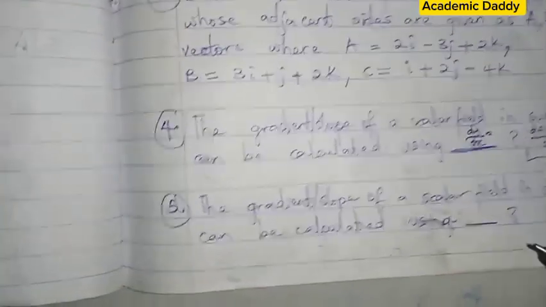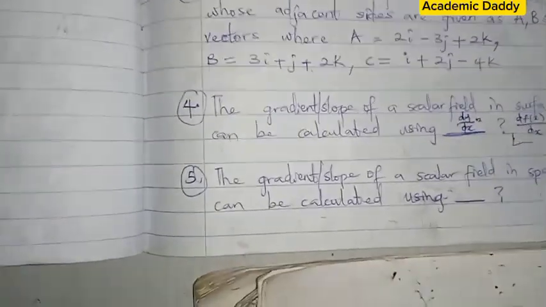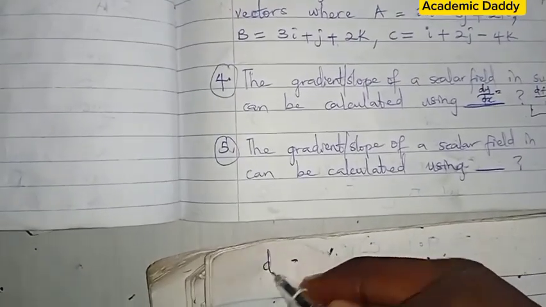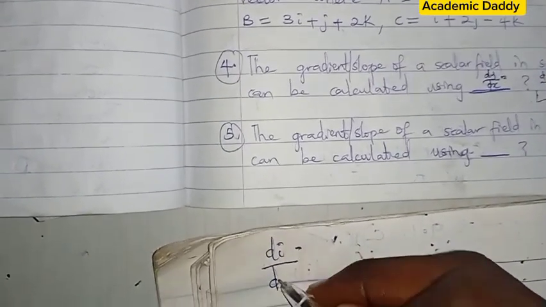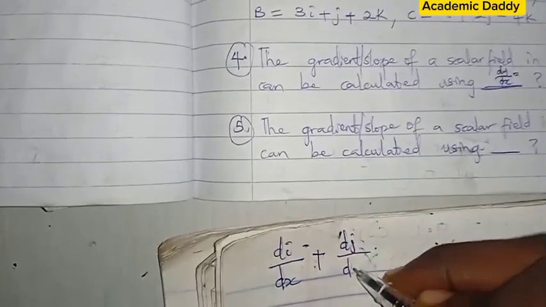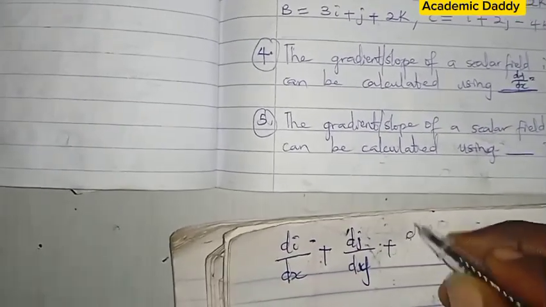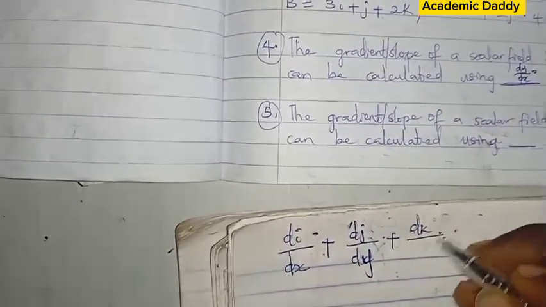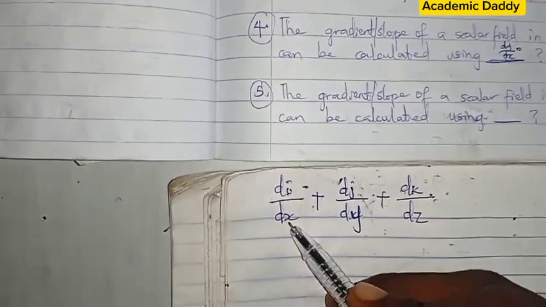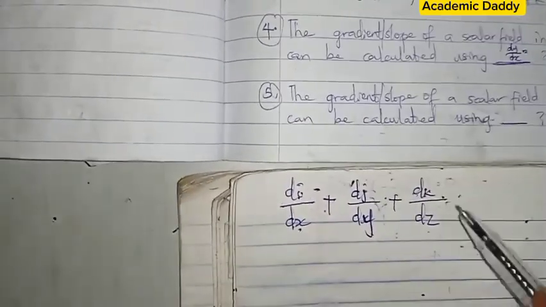So the gradient or slope in space can be calculated using the formula. This is the formula. In space, we use di over dx plus dj over dy, then dk over dz. So you are differentiating i with respect to x, differentiating j with respect to y, differentiating k with respect to z. So this is the formula.